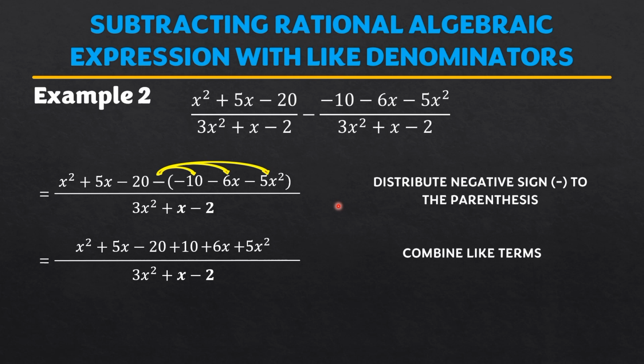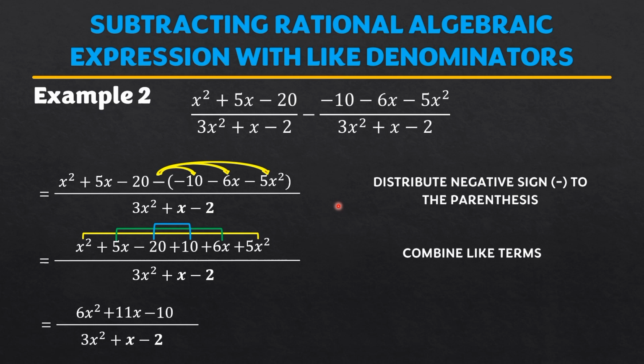x squared and 5x squared are like terms. So if we combine this, we have 6x squared. Same with 5x plus 6x. If we combine, it results to positive 11x. And then the last one, negative 20 plus 10 is equal to negative 10.